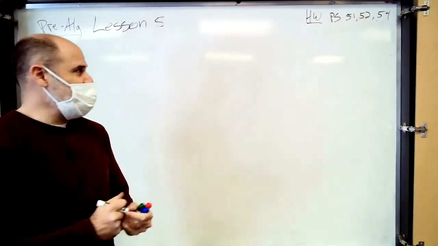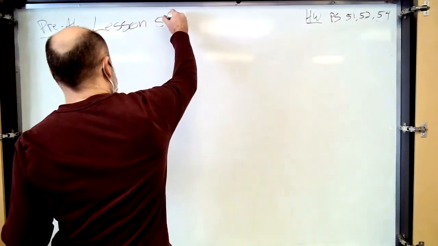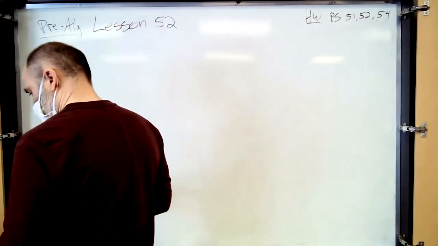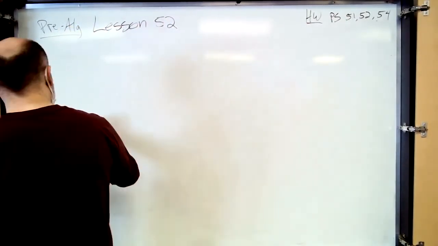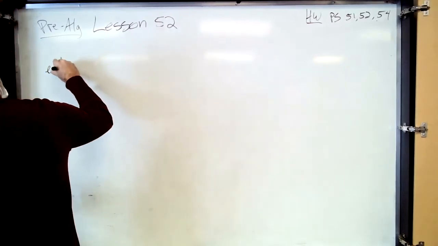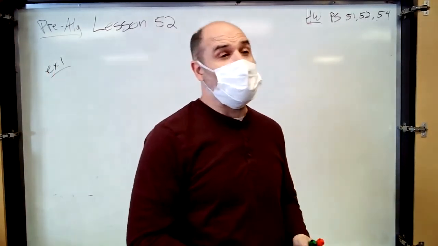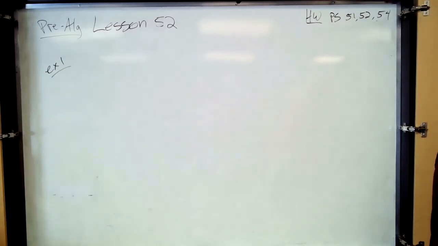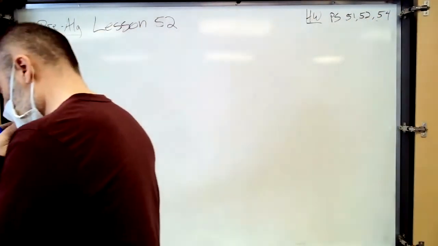Lesson 52. This is a quickie. We're going to just talk about operations with percents. So this is just following the order of operations with fractions. You know how to add, subtract, multiply, and divide fractions. You just got to do it in the right order.